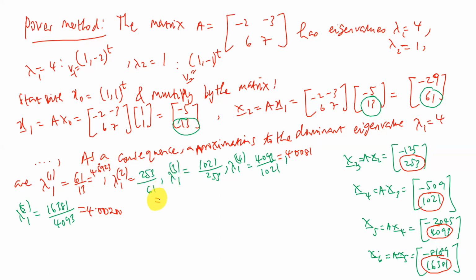2, 3, and then this one, 253 over that is 4.14754. This one, 1021 over 253, is 0.3557, like this.